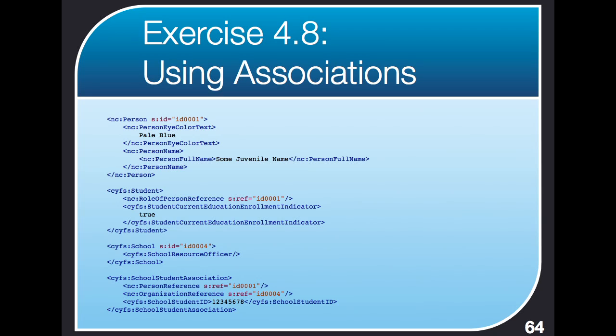And then we have the student role from our examples before, and the student role has a role of person reference that points to the person playing the role, so it has that ref equals ID 0001, and so that points up to the person.